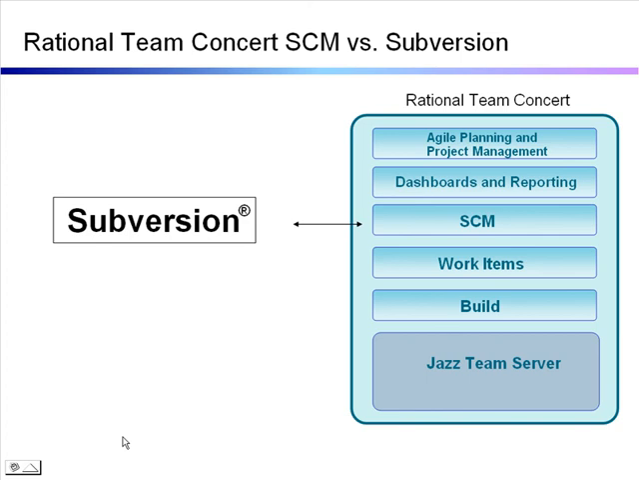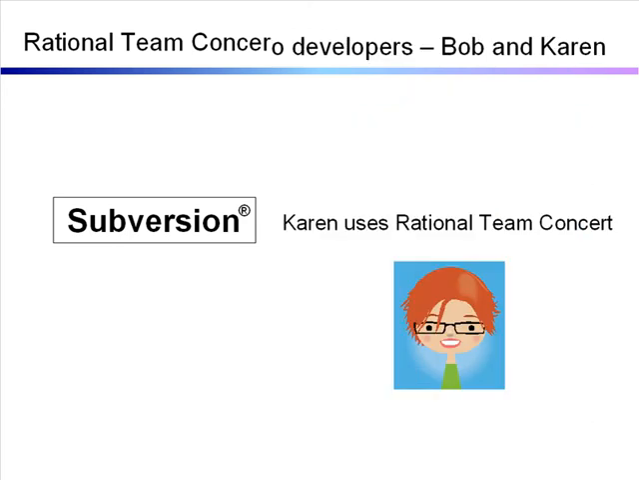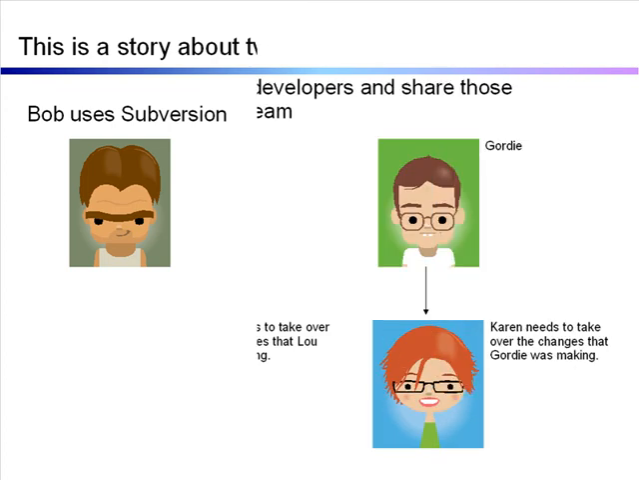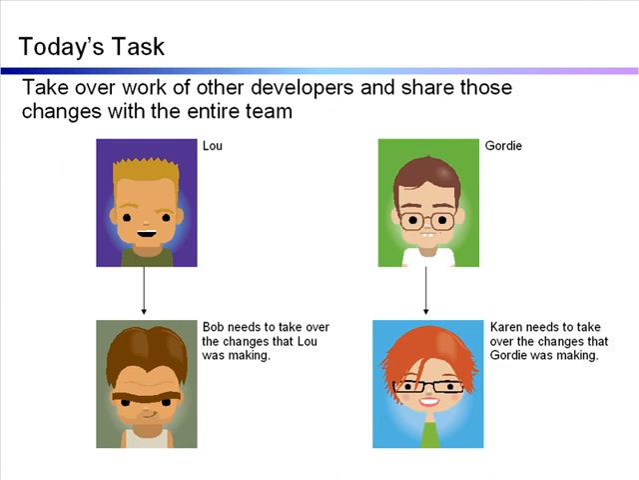Hello, this is a story of two developers, one using Subversion and the other using Rational Team Concert. Bob is our developer who uses Subversion. Karen uses Rational Team Concert. Today's task is to take over the work of other developers and share those changes with the entire team. Bob and Karen are the senior developers, and so they need to review the changes from Lou and Gordy before they're delivered to the entire team.